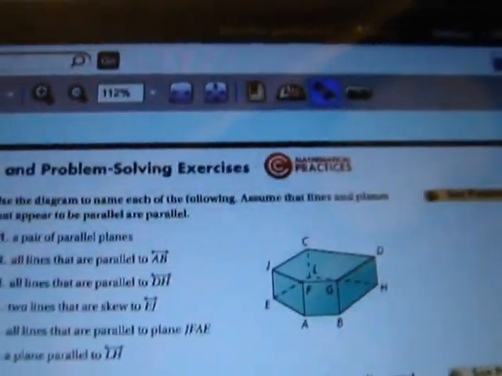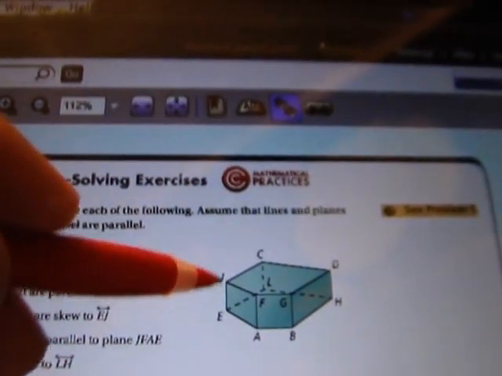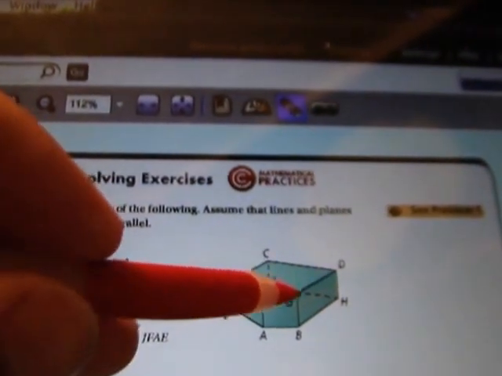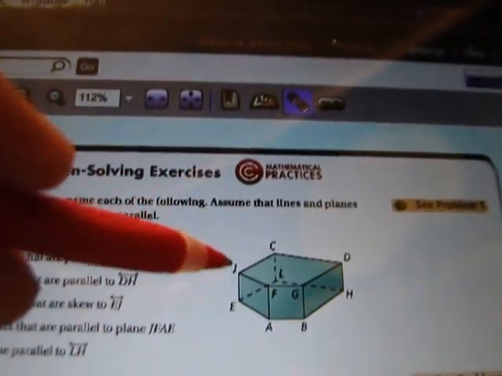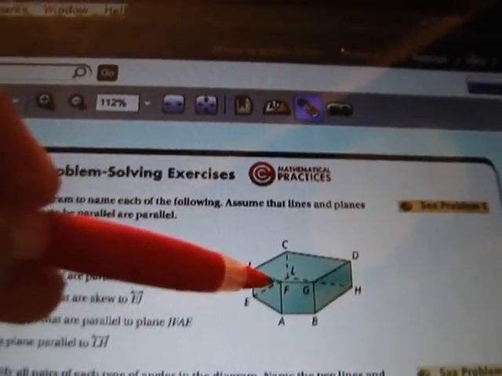All right. 14. Two lines that are skew to EJ. Here's EJ, skew. So that means in a different plane going in a different direction. Well, I would go with FG. That's clearly skew. And how about BH? Those both work really well. See, here's EJ. So FG will never cross it. And neither will BH. So I'm going to go with FG and BH. Line FG and line BH work really well.